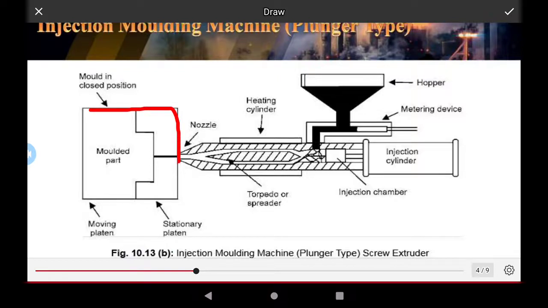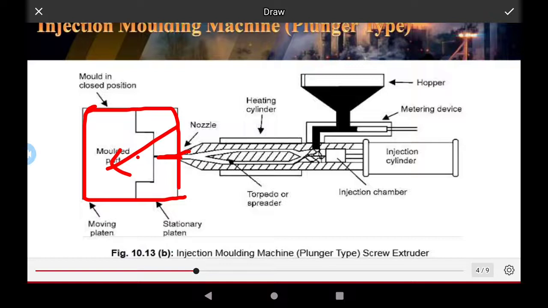The nozzle is connected to the mold cavity. The liquid material provided through the nozzle fills the mold part, which is filled with the liquid organic polymer and plastic. Then it solidifies over some time, and after solidification the product is taken out of the mold cavity.